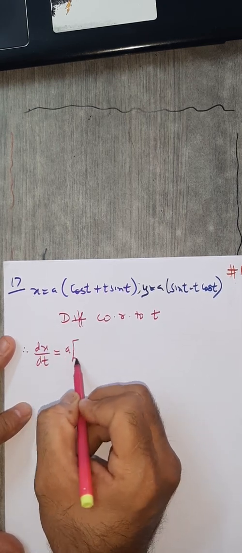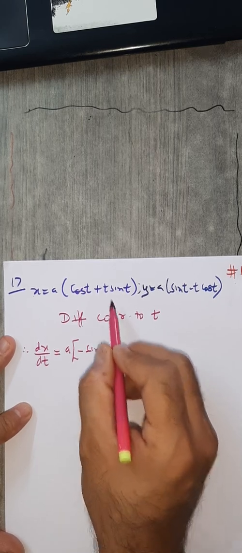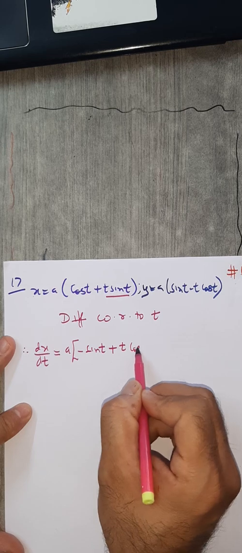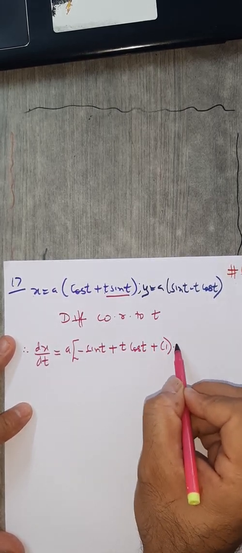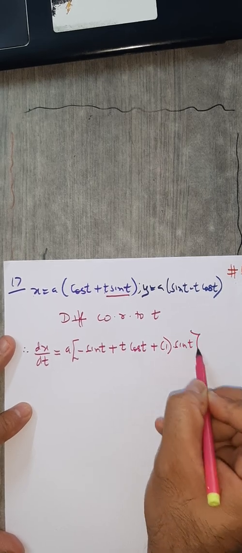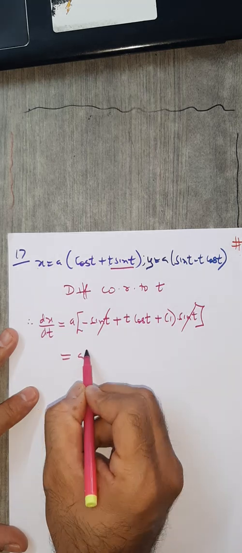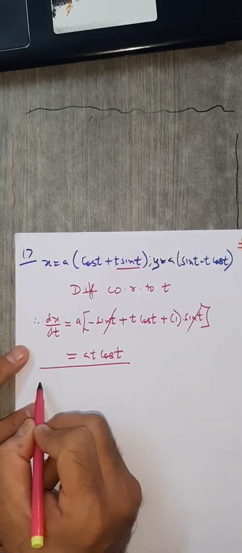A constant as it is, differentiation of cos t is minus sin t. Product rule: t as it is, differentiation of sin t is cos t, plus now differentiation of t is 1 and sin t as it is. So this sin t will go away. You are getting at cos t. This is dx by dt.